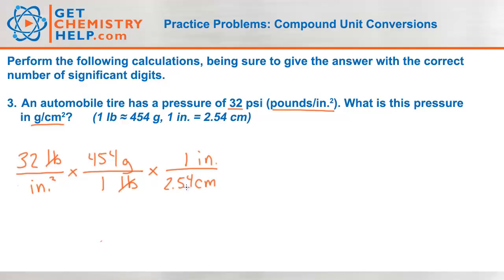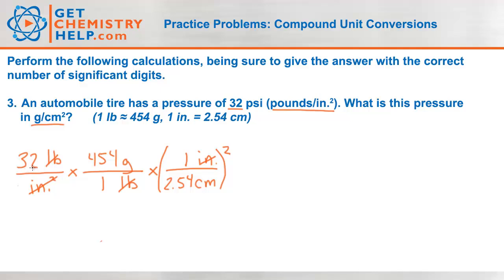2.54 centimeters. Okay, however, note that inches squared will not be canceled out by just inches. So since this unit is squared, this unit needs to become squared. But I can't just put a 2 here. I have to square the entire conversion factor, like so. So now inches squared is canceled out with inches squared.